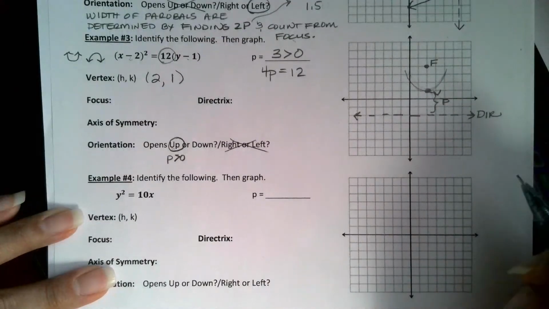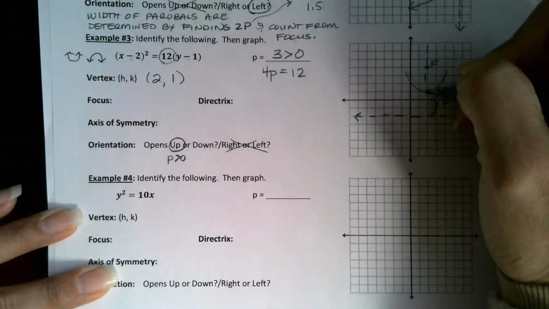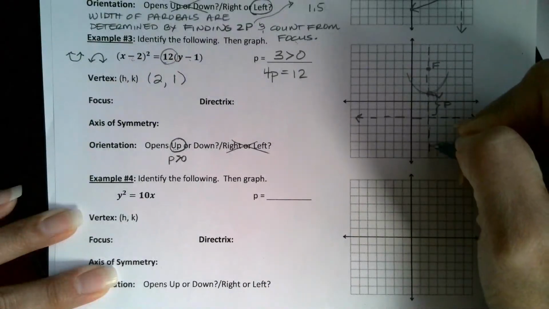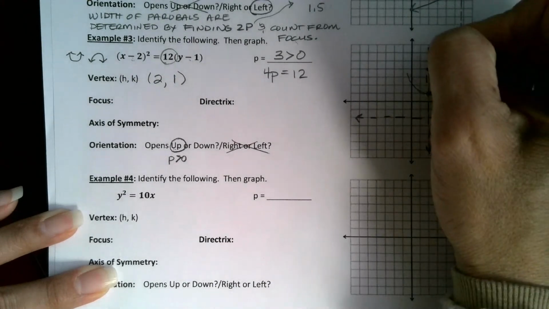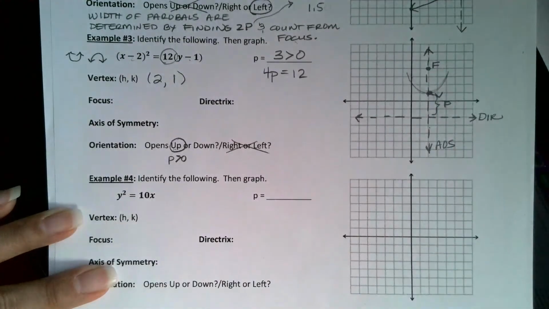Now the other line is our axis of symmetry. Our axis of symmetry goes through the focus and the vertex. Okay, and I will label this AOS.